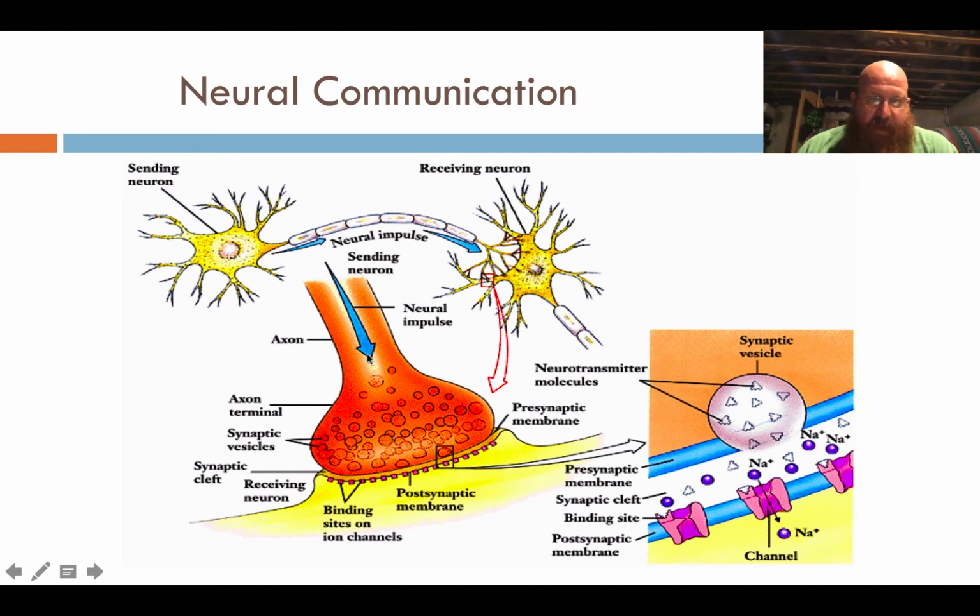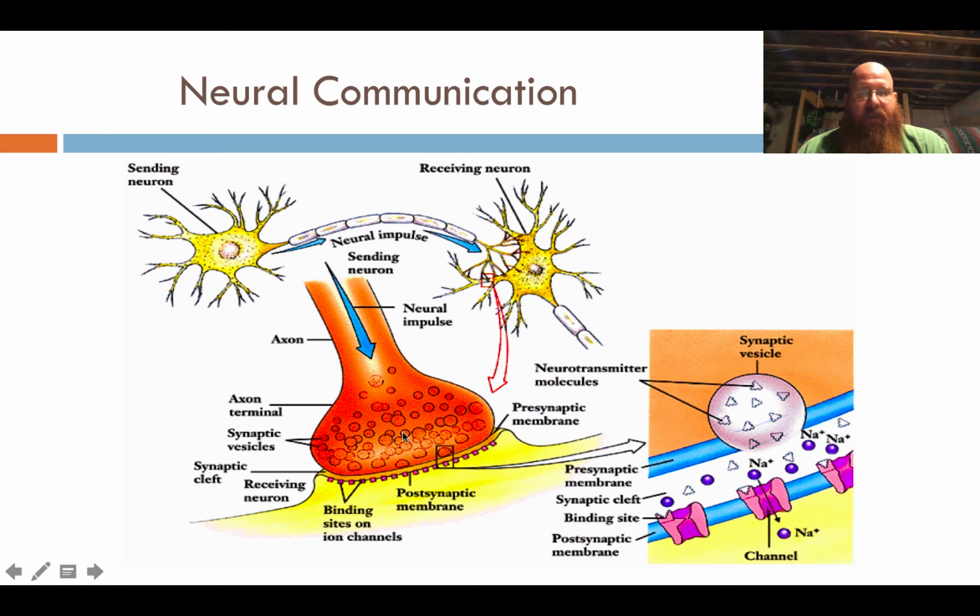The neural impulse comes down, hits the terminal button where the synaptic vesicles are located. The electrical pulse comes in and hits the synaptic vesicles, which then rupture. And whatever neurotransmitters, you're going from an electrical signal to a chemical signal when these things rupture.